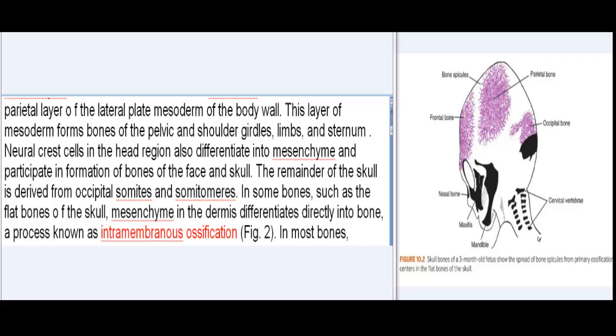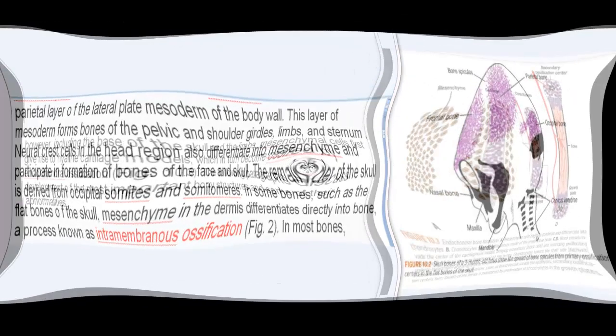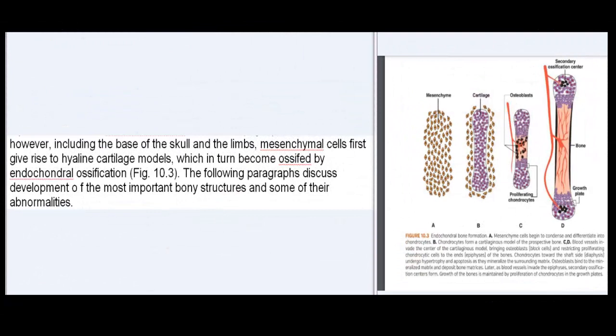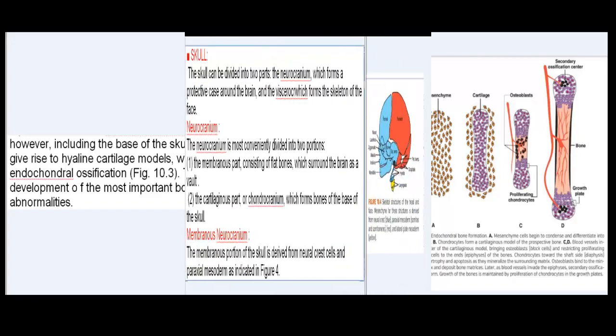In some bones, such as the flat bones of the skull, mesenchyme in the dermis differentiates directly into bone, a process known as intramembranous ossification, Fig. 2. In most bones, however, including the base of the skull and the limbs, mesenchymal cells first give rise to hyaline cartilage models, which in turn become ossified by endochondral ossification, Fig. 10.3. The following paragraphs discuss development of the most important bony structures and some of their abnormalities.